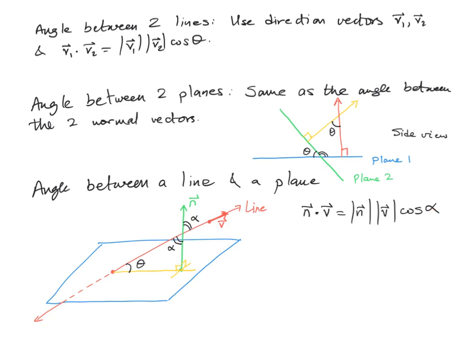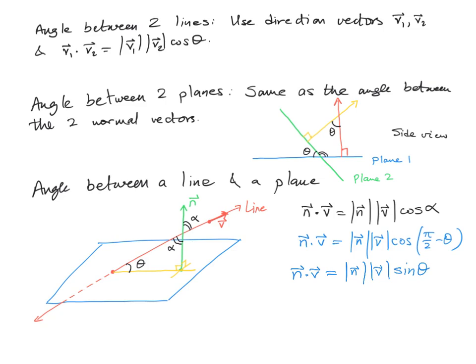So if I did the dot product method over here with the normal vector and the direction vector of the line, then I would get this. But if I go with n dot v over the magnitude of n times the magnitude of v, and then I change that to cosine of pi over 2 minus theta, because that's, after all, what the alpha angle is. Well, remember, cosine of pi over 2 minus theta is sine theta. So n dot v equals the magnitude of n times the magnitude of v, times sine theta.